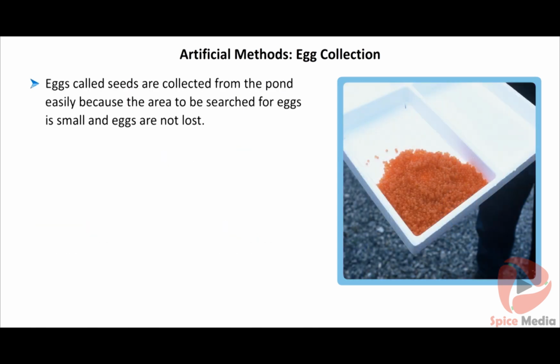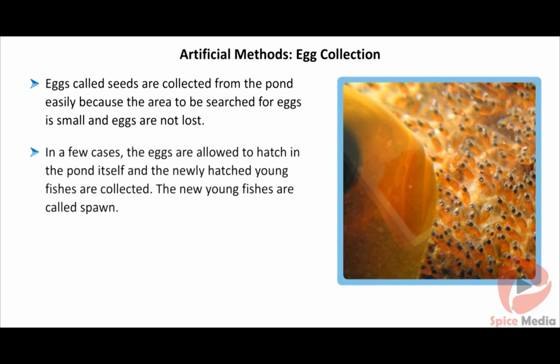Eggs called seeds are collected from the pond easily because the area to be searched for eggs is small and eggs are not lost. In a few cases, the eggs are allowed to hatch in the pond itself and the newly hatched young fishes are collected. The new young fishes are called spawn.